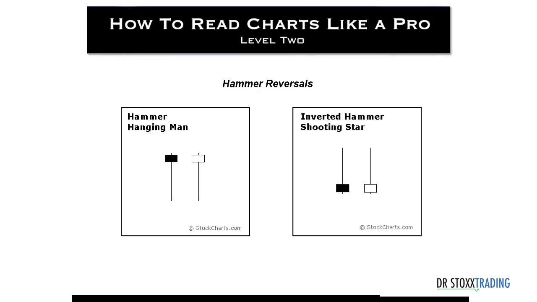Over here on the right side, if you see one of these formations, black or white, it doesn't matter, at the top of a long, significant, and sharp uptrend, that's a sign that the bulls have run out of steam and the bears are taking over, and that's a good sign to go short. So we'll look at some examples of these.